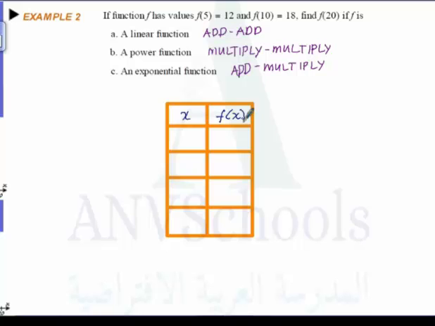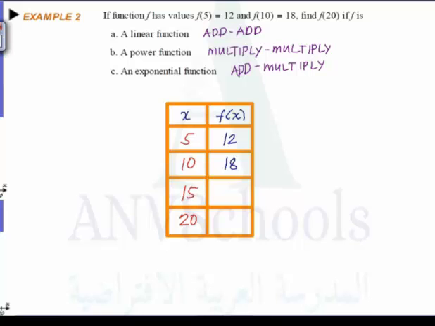So if our x is 5, then we have a corresponding 12 value for f of x. If our x is 10, then we have a corresponding 18 for the value of f of x. And if our x is 20, then this is unknown, and we're going to get the f of 20 here if it's add.